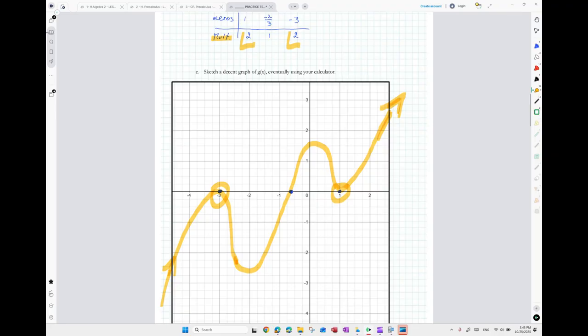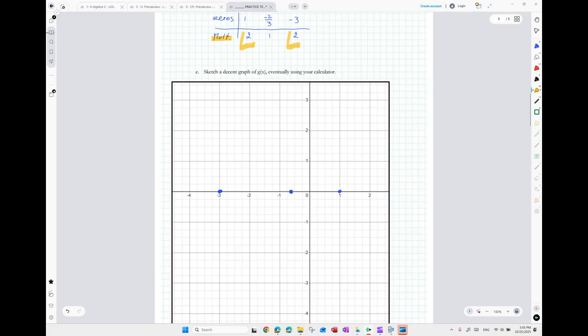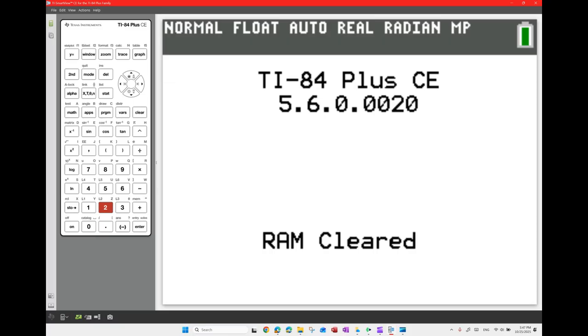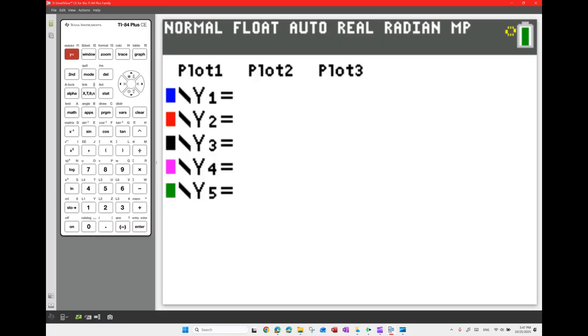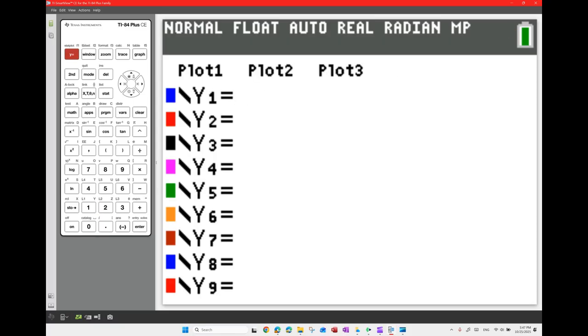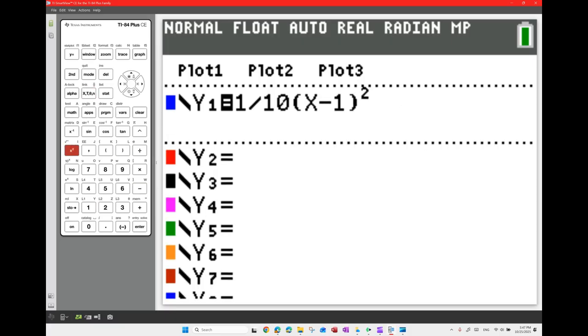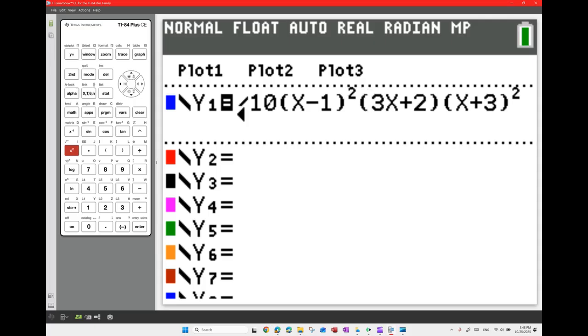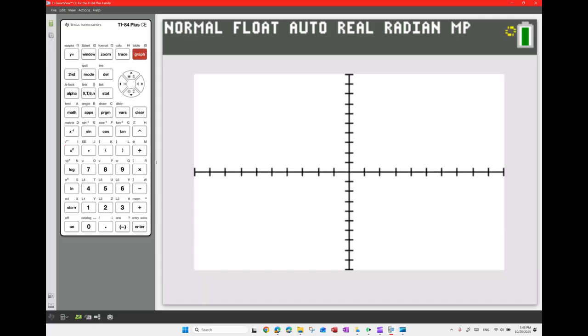So of course I'm going to get something more accurate with the calculator, and I'm going to show you some tricks to do so. So the first thing that you want to do with your calculator is to press y equals and to just enter the expression given to you for this polynomial, and then you're going to graph it.